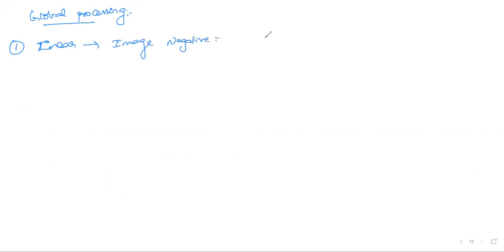Next, the last one is global processing. In global processing, we have to define the linear one. Linear means image negative. Image negative is defined as s is equal to L minus 1 minus r. The graph is represented like this. This is r, this is s. L minus 1, L minus 1, and that is 0.